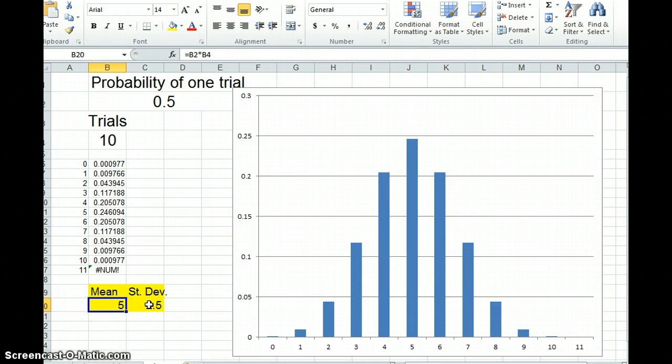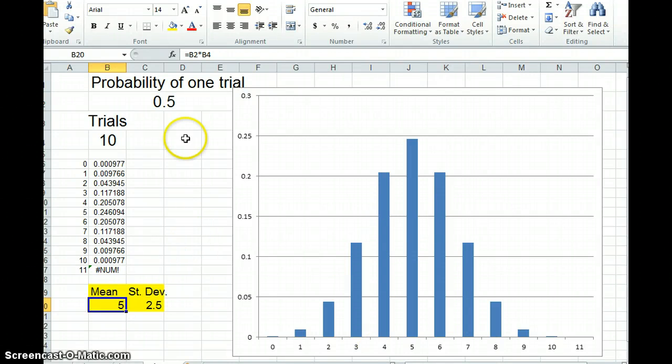90... Come on guys, 95? I know it's Monday morning, but... And then 3 standard deviations is 99. Thank you. One person's woken up.